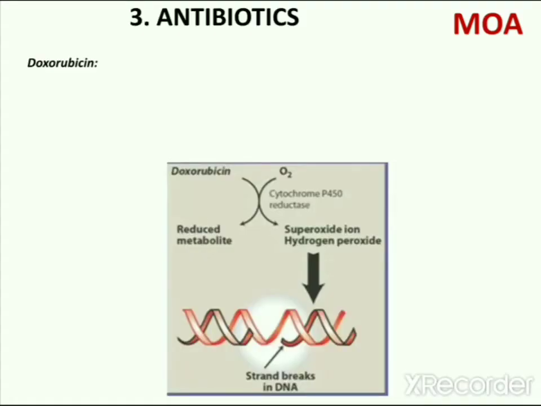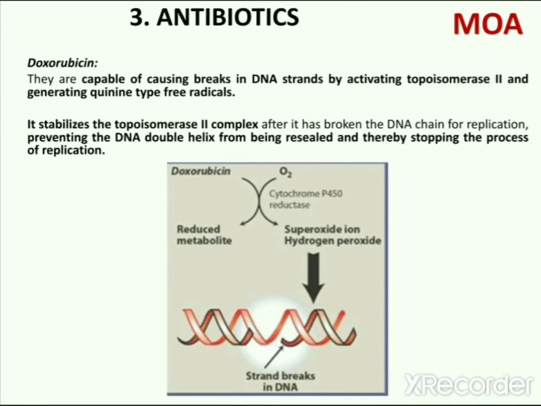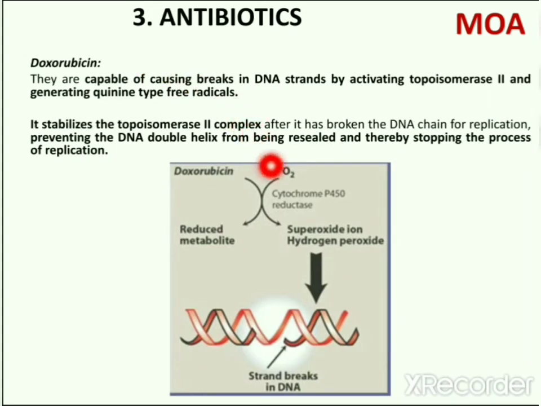Mode of action of antibiotics as antineoplastic agents. Doxorubicin is capable of causing breaks in DNA strands by activating topoisomerase II and generating quinone-type free radicals. Topoisomerase II is an essential enzyme that relaxes DNA supercoiling during replication and transcription. Doxorubicin interacts with DNA by intercalation and inhibition of macromolecular biosynthesis. This inhibits the progression of enzyme topoisomerase II, which relaxes supercoils in DNA for transcription and then stops the process of replication.